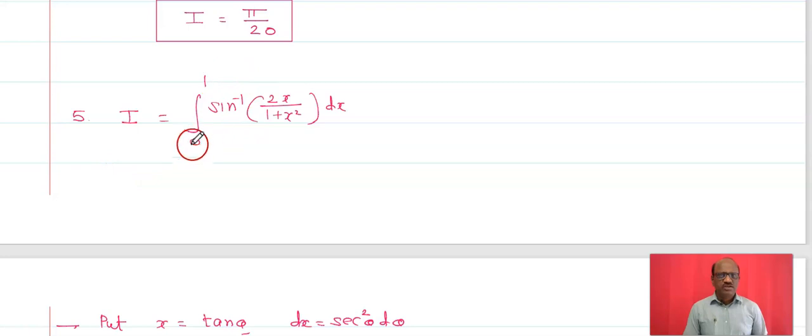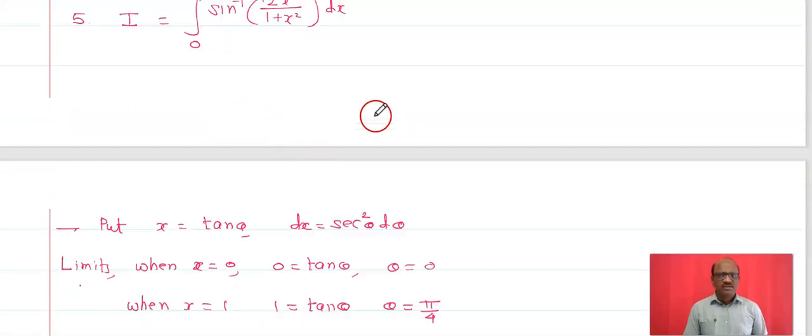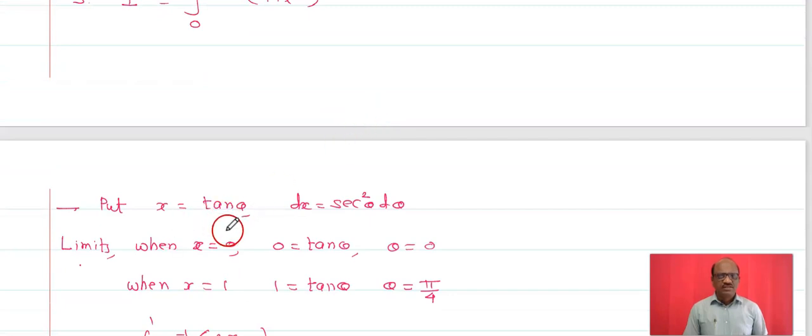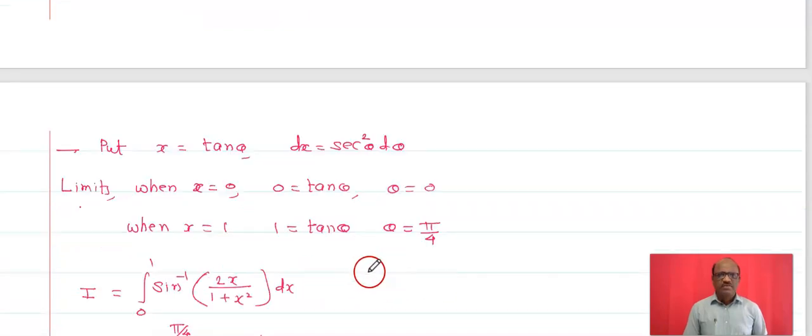I is equal to integral 0 to 1 sine inverse of 2x upon 1 plus x square dx. Now put here x is equal to tan theta and dx is equal to sec square theta d theta. When x is equal to 0, then 0 is equal to tan theta, theta is equal to 0. When x is equal to 1, that is 1 is equal to tan theta, that means theta is equal to pi by 4.